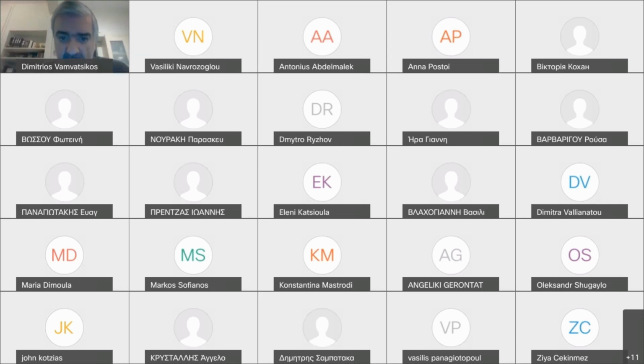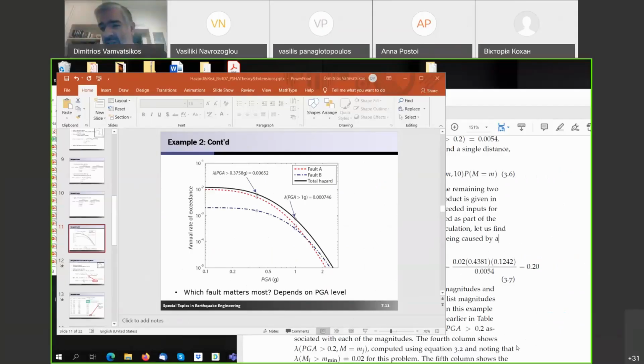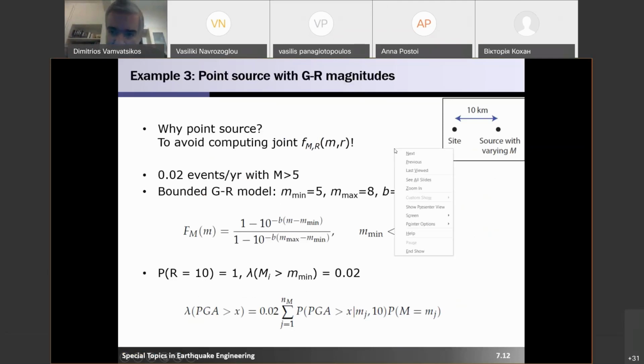And let's go back to our example. Again, remember we just discussed the two faults case, and that was an easy example. Fault A, fault B, each one just a specific magnitude, specific distance. Let's go to something slightly more interesting. In this case, we're just going to look at a point source with Gutenberg-Richter distributed magnitude.